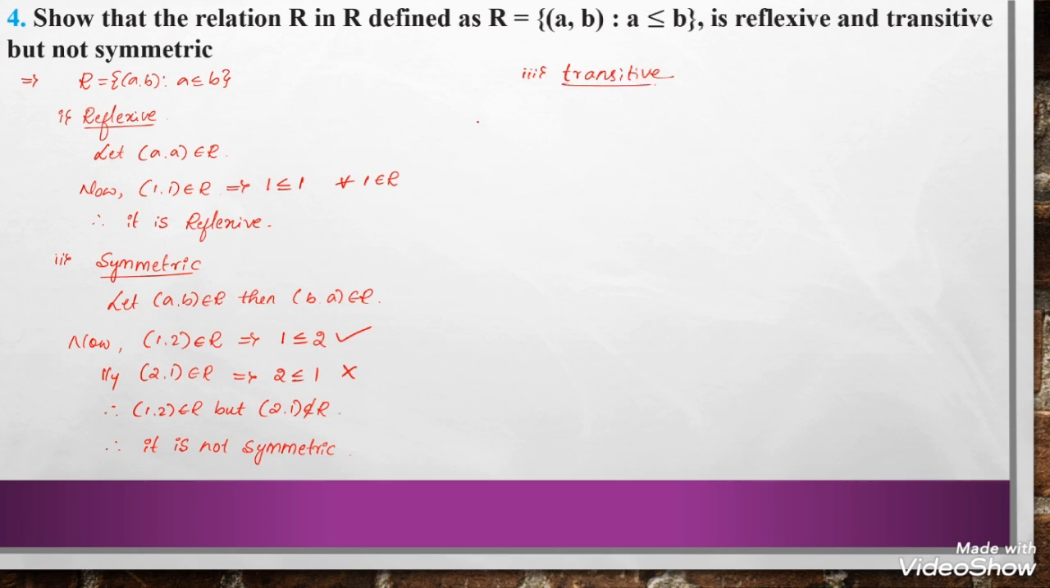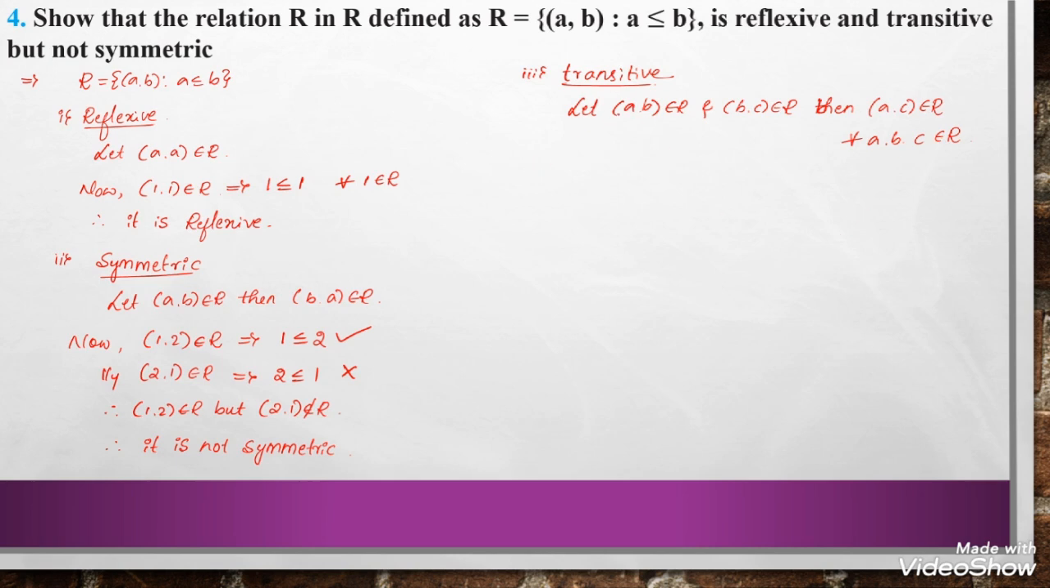Now, according to the definition of transitivity, let (a, b) belong to R and (b, c) belong to R. But then (a, c) also belongs to R for every a, b, c belonging to the set of real numbers R. Okay, this is the definition of transitive.